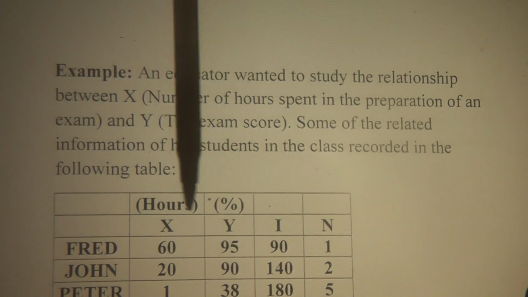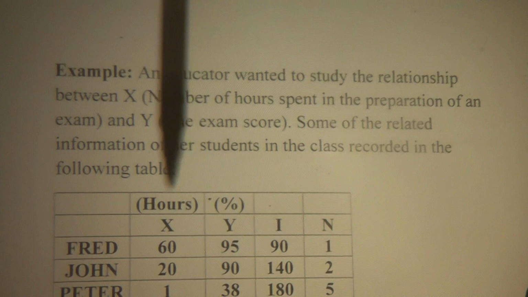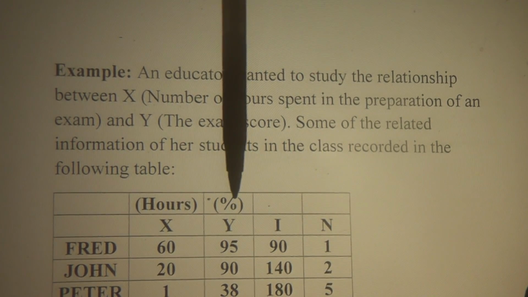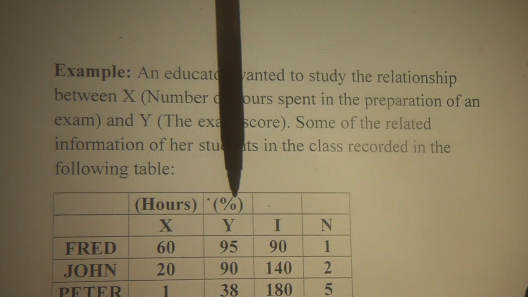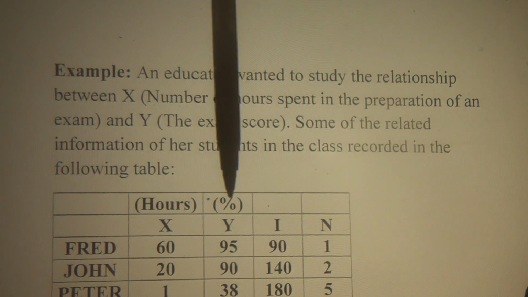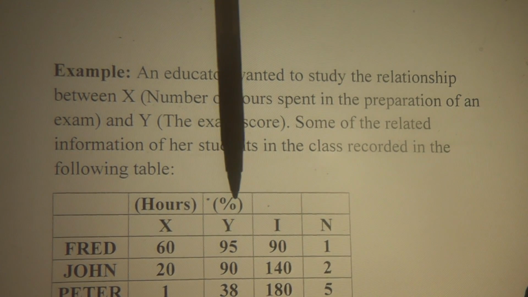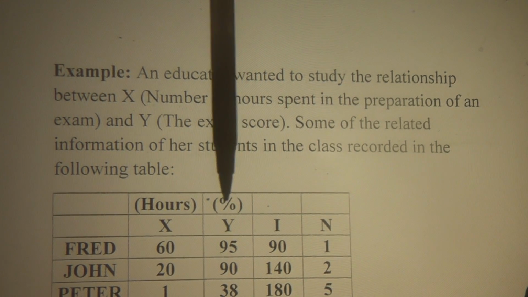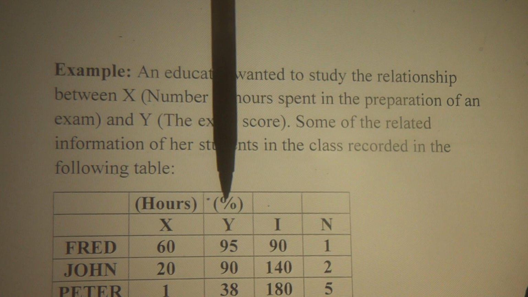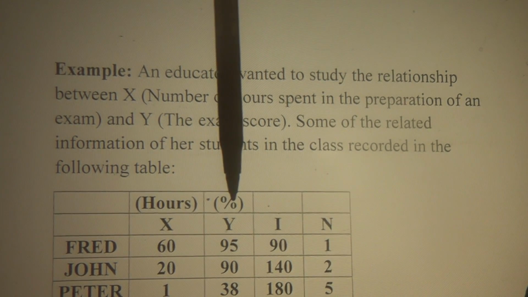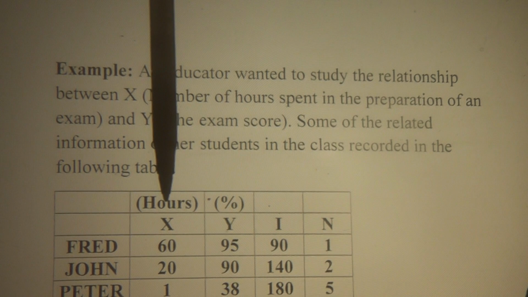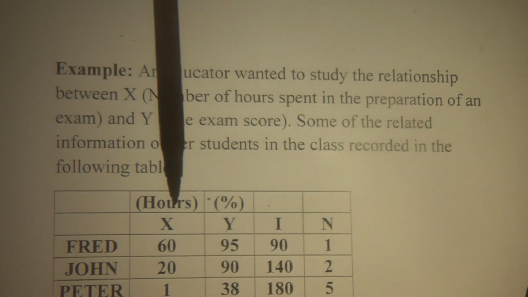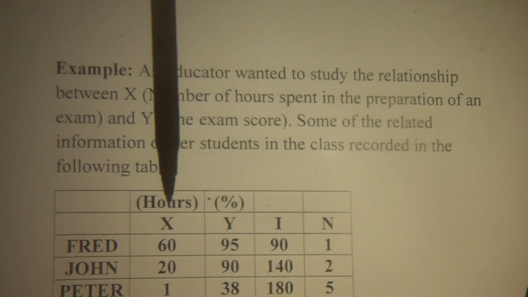Now, which one is the outcome of the study? Of course, we use the exam score to measure the outcome of the study. So Y is the response variable. Remember, the response variable is used to measure the outcome of a study. And X is the explanatory variable, or you can say independent variable. The independent or explanatory variable explains or causes change in the response variable.